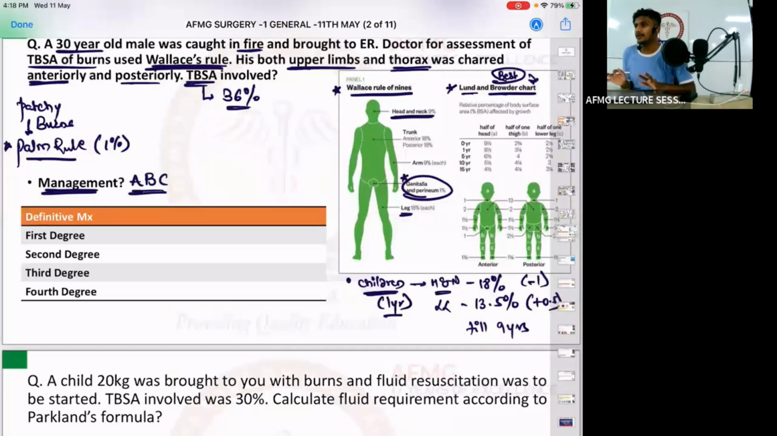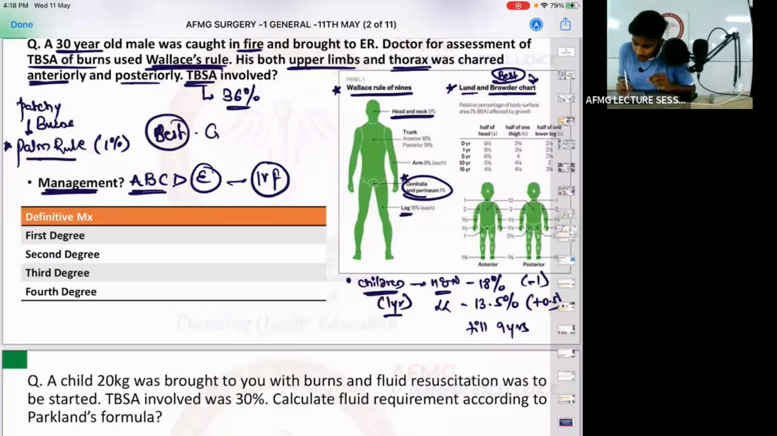Definitely the initial management would be resuscitation, followed by ABC: airway, breathing, circulation, disability management, and lastly exposure, E for exposure. Along with that, we need to give the patient IV fluids. Which IV fluid is used, crystalloids or colloids? These are crystalloids. Which crystalloid is best, normal saline or ringer lactate? The best crystalloid to be used in a burns patient is ringer lactate. No issues with this, important.